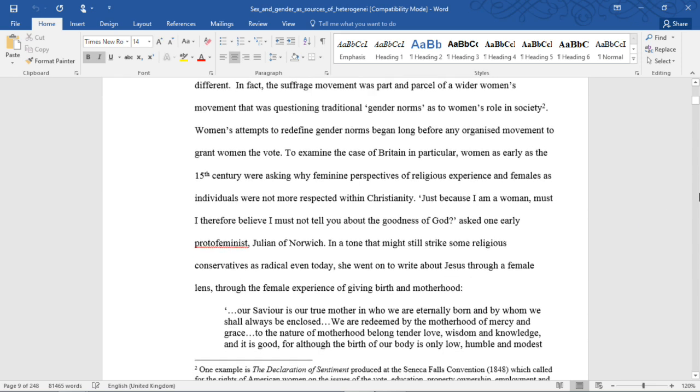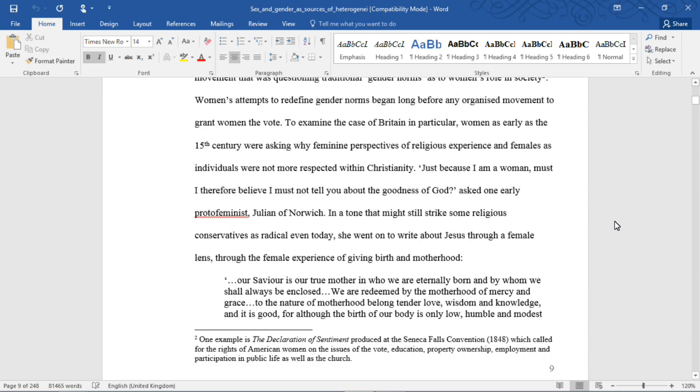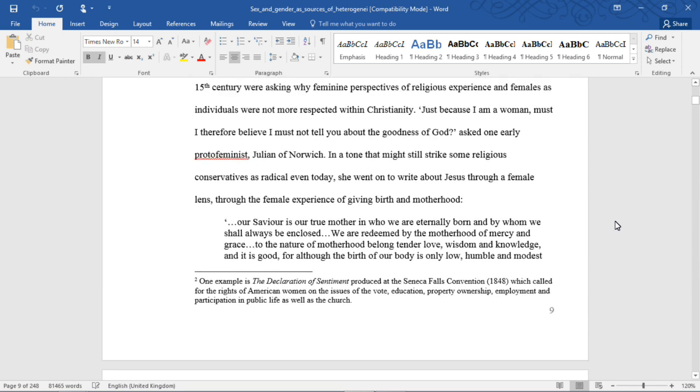To examine the case of Britain in particular, women as early as the 15th century were asking why feminine perspectives of religious experience, and females as individuals, were not more respected within Christianity. "Just because I am a woman, must I therefore believe I must not tell you about the goodness of God?" asked one early proto-feminist, Julian of Norwich, in a tone that might still strike some religious conservatives as radical even today.